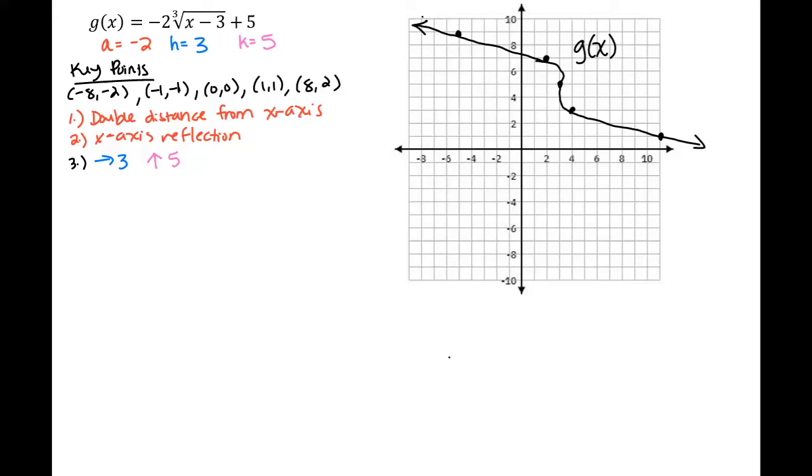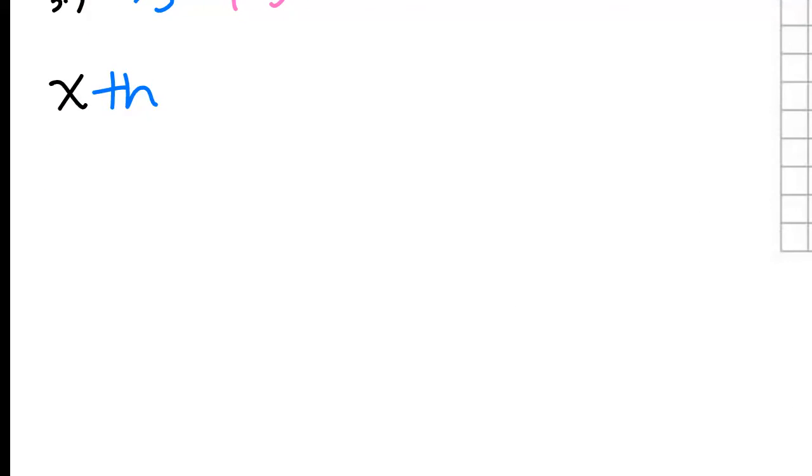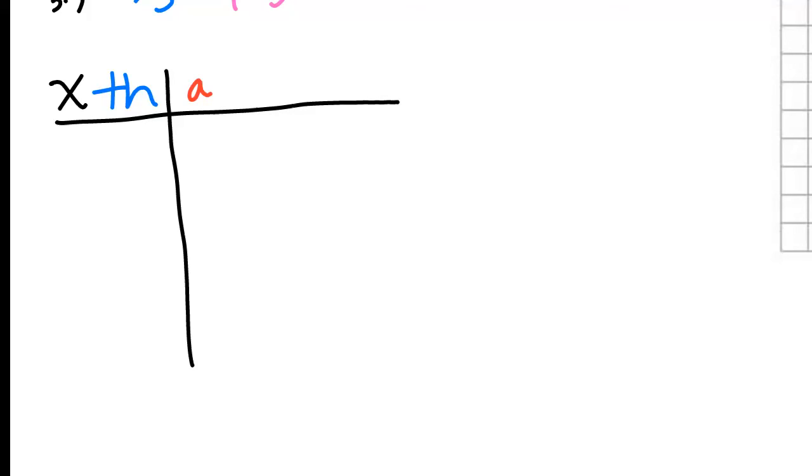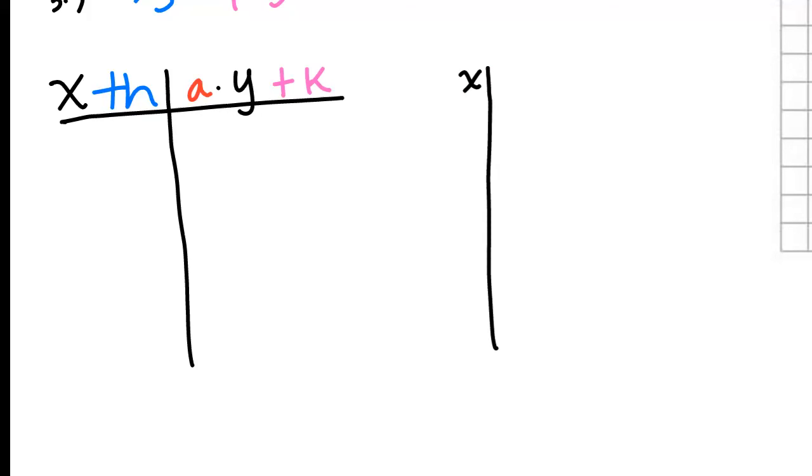We're going to take our x value and we're going to be adding h to them. Okay? And then, let me zoom in so you guys can see what I'm doing. Then you're going to take the y value. You're going to multiply by a. So you're doing a times y. And then you add a k. And then that's going to give us our new coordinate points, x and g of x.